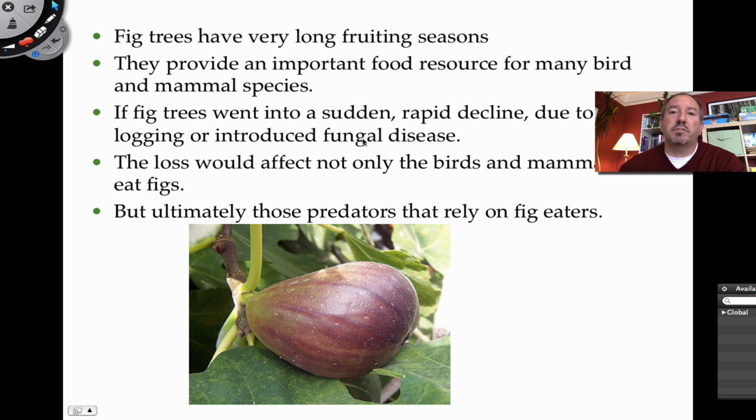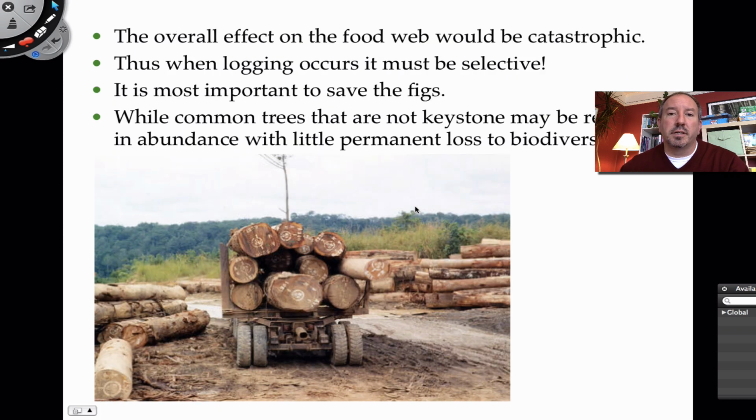But nevertheless, if the fig is destroyed, it's going to be a major loss to the birds and mammals that not only eat the fig, but also the predators that rely on the fig eaters. And so it's major. The overall effect to the food web would be catastrophic. And so how about this? When a logger's coming into the rainforest and eliminating, they're not allowed to cut down the fig tree. Some of these other trees, you can remove them and it's not so good, but it's not devastating. But if you remove the fig, it's going to be a keystone, and therefore it's going to have an extinction cascade, and it'll be a permanent loss to biodiversity.